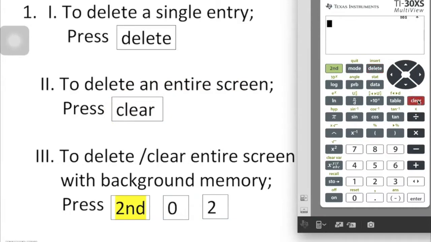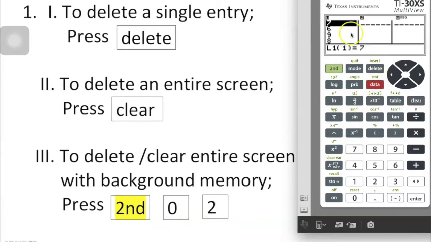Now sometimes, even though the screen is gone, there is still some background memory. So what is inside this calculator's memory? We have to erase that. How do you erase it? To delete the entire screen along with the background memory, press second, 0, number 2.